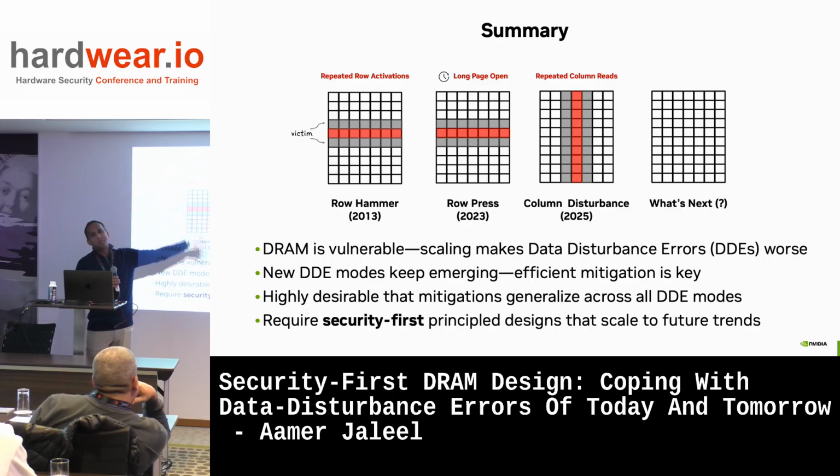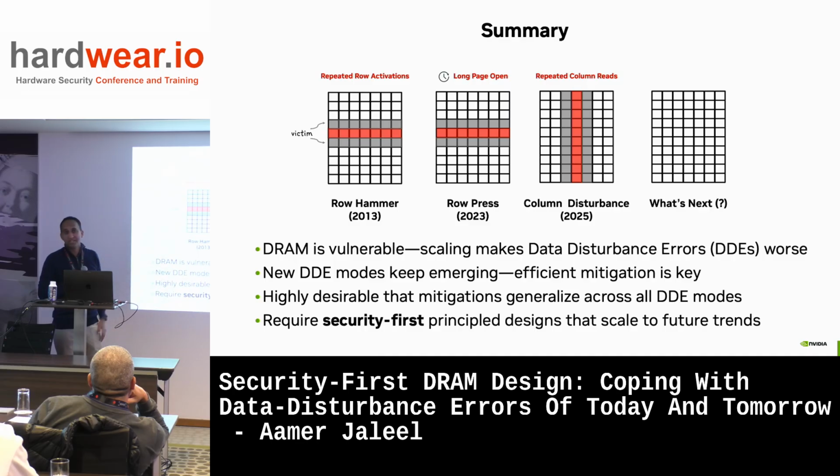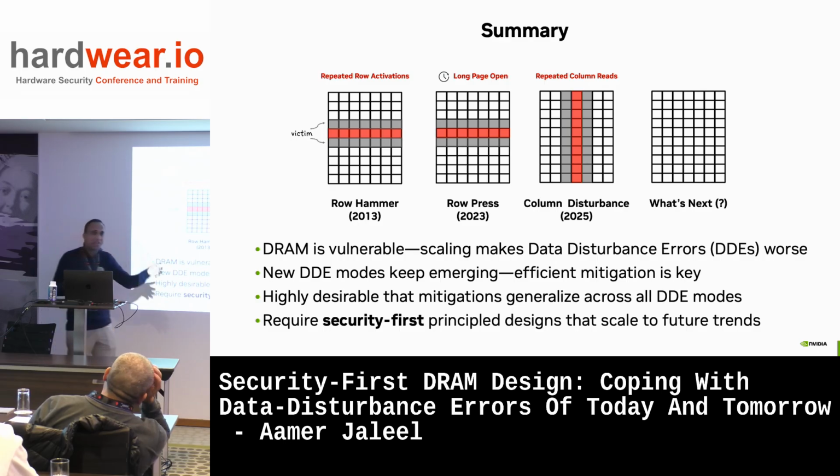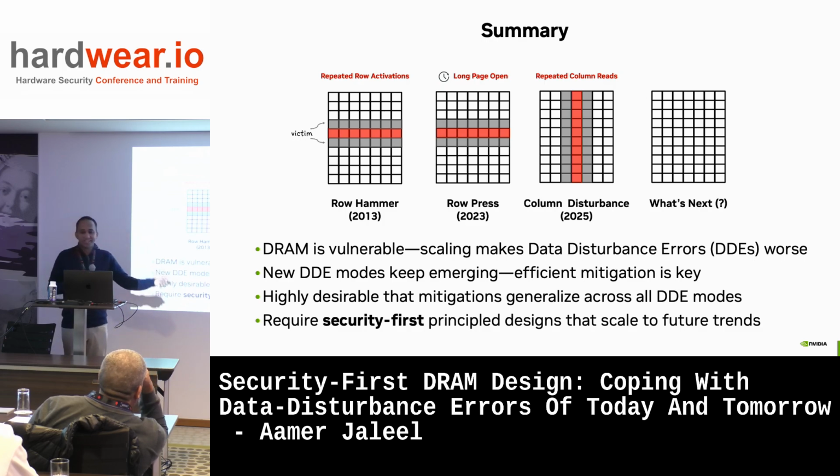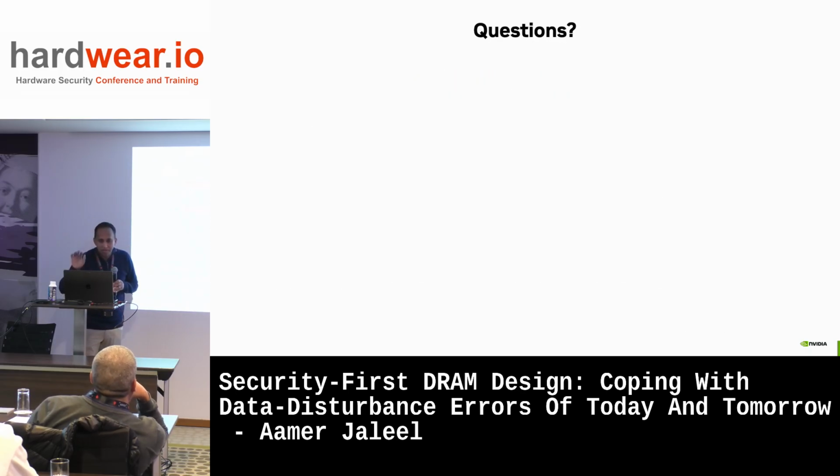With column disturbance, frequently accessing a column is causing bit flips in neighboring columns. That's something that neither PRAC nor Mint or Pride actually address, because we're tracking rows rather than columns. We should be thinking about efficient mechanisms to address these problems. And of course, as we're looking at solutions, let's take a security first principled approach that scales not only to today, but to the future. All right, with that, I would like to end my talk, and I'll be happy to take any questions.